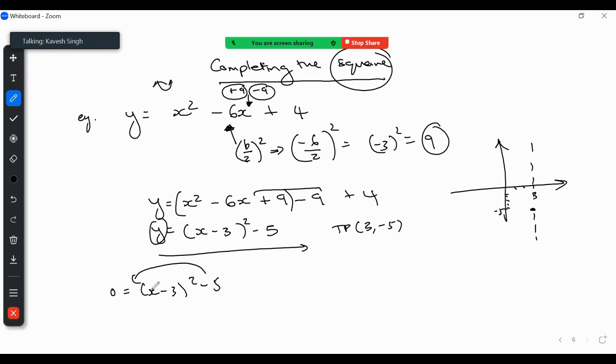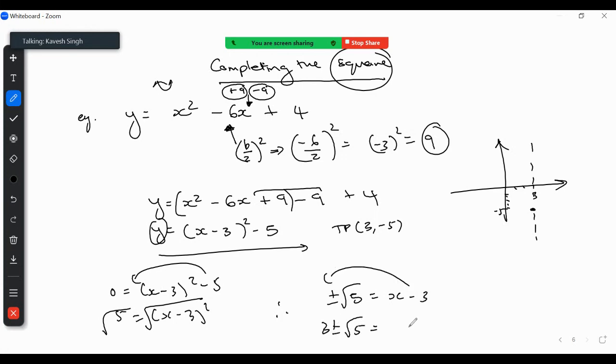I can easily find x. Now, I don't have to use the quadratic formula. So I can square root both sides, and I get plus or minus the square root of 5 equals x minus 3. And so 3 plus or minus the square root of 5 will equal x. And then my y-intercept is 4.